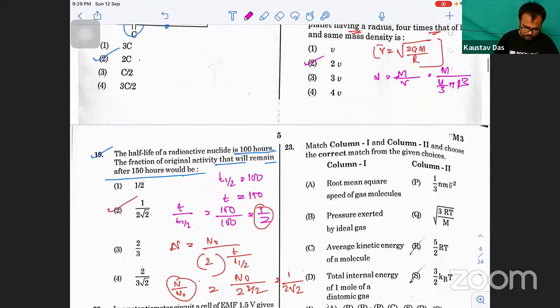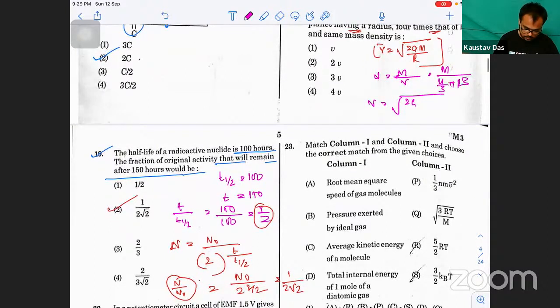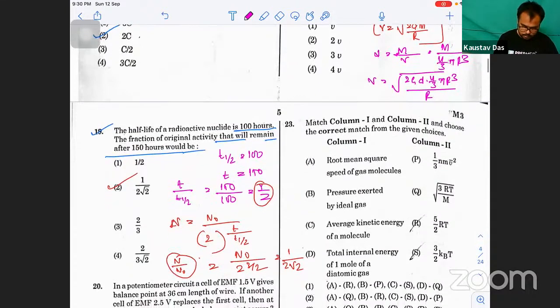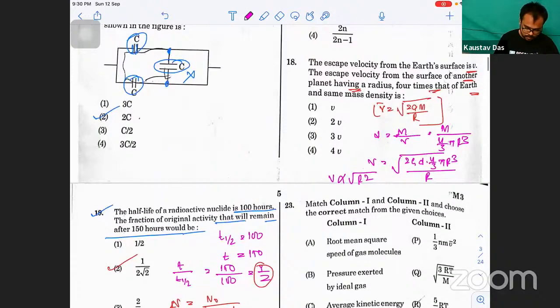So let me calculate. Let's see how much we are getting after the overall calculations. So here v equals root over of 2g, and instead of the m we are going to place d into 4/3 pi r cube, divided by r. So finally we get v is proportional to root over of r square. So as you have the radius, it is becoming 4 times.